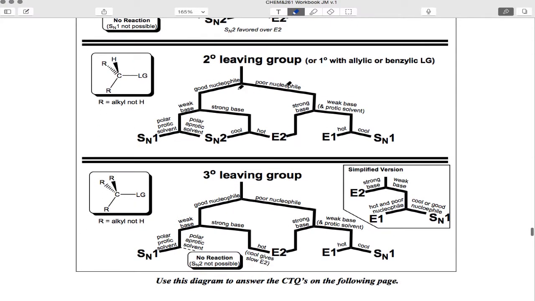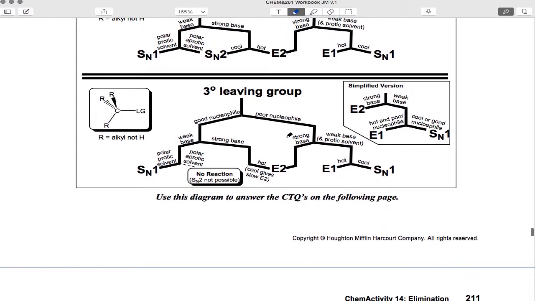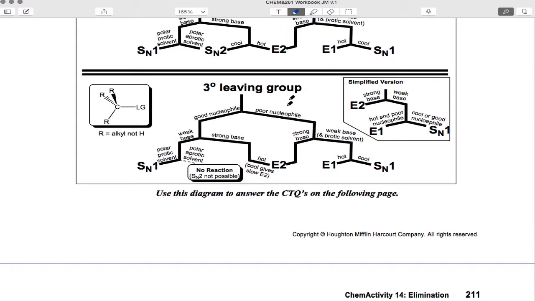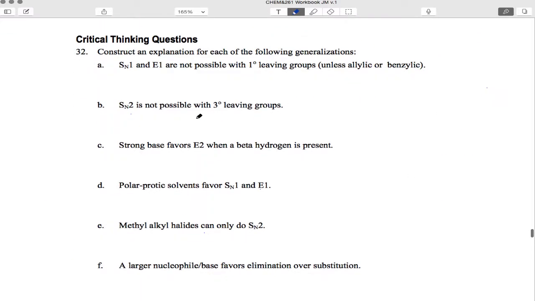So you might want to refer to this maybe just as you start off, but you want to get to the point where you don't need to rely on a chart, because you really want to rely on your concept knowledge. Now, I always ask some of these critical thinking questions because I want you to know the reason behind why which pathway is favored and why. So, why is it that polar protic solvents favor SN1 and E1 over SN2 and E2? Why is it that tertiary leaving groups don't work well in an SN2 reaction?